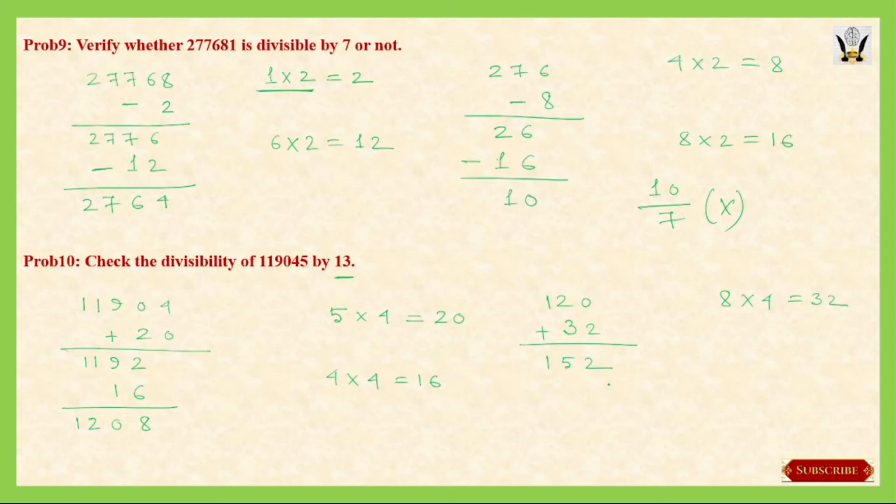Now 152, again if we are not sure whether it will be divisible by 13 or not, we can go one step further. So it will be 2 multiplied by 4, which is 8. Now we add 8 with 15, so it will be 23. Now it is clear that 23 is not divisible by 13, because we will have remainder 10. Since 23 is not divisible by 13, the given number is not divisible by 13.